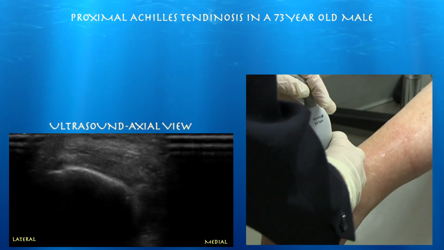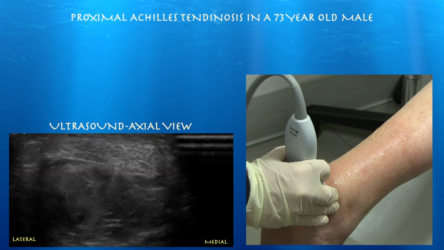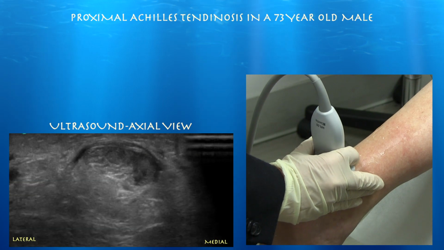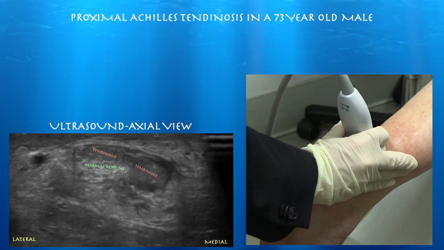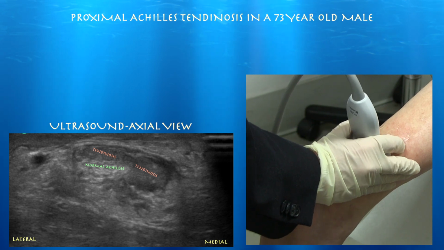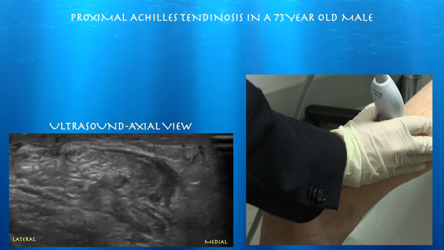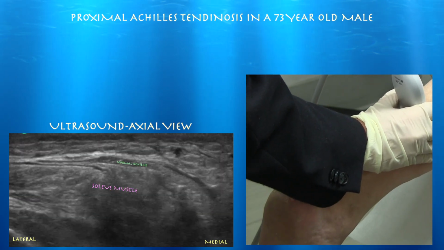I'm going to do axial view. And here's essentially a normal-looking distal Achilles tendon, normal in thickness and normal in echo texture as well. Right side of the screen is medial. We're going proximal. And this is kind of his zone of tenderness. Get tender here. And we're going even further proximal, and this is where he seems to be okay.